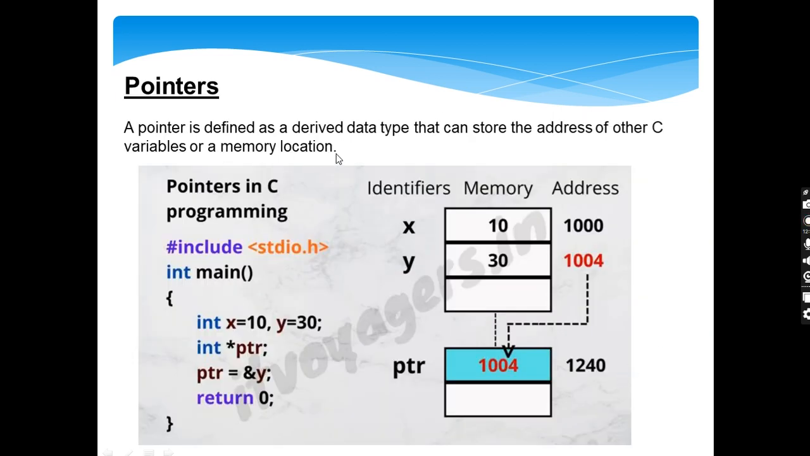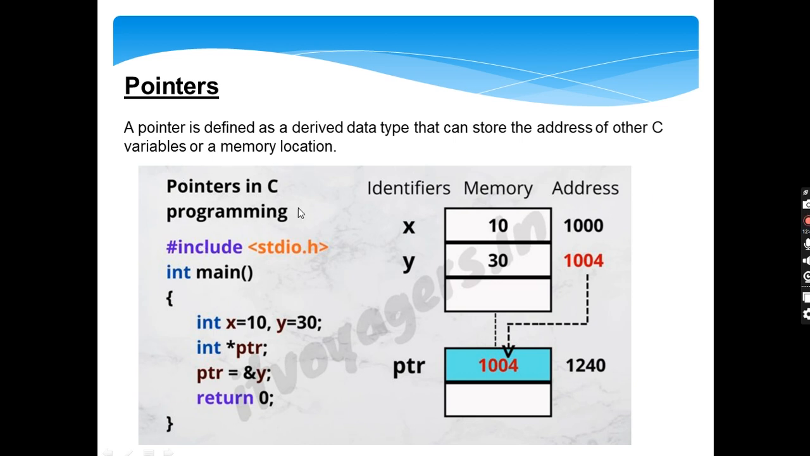Pointers. A pointer is defined as a derived data type that can store the address of other C variables in memory locations. Once again I am bringing up pointers because I had more difficulty in understanding them. I am very thankful to the Emontex instructor who taught me pointers and made me understand them in a better way.